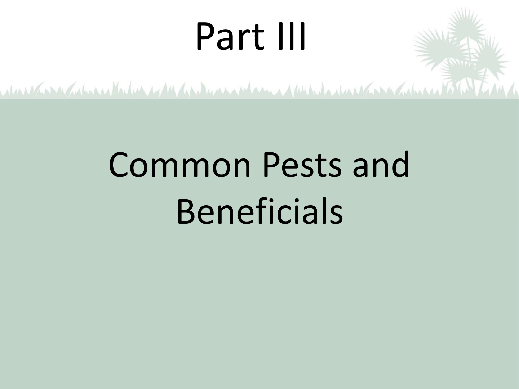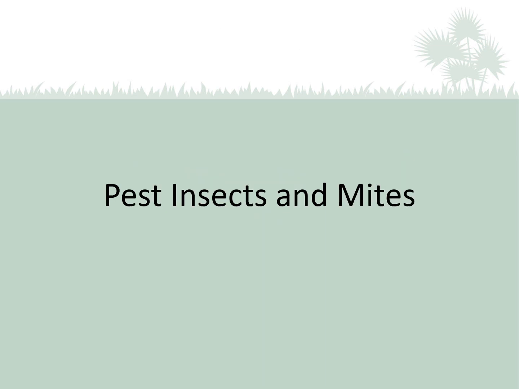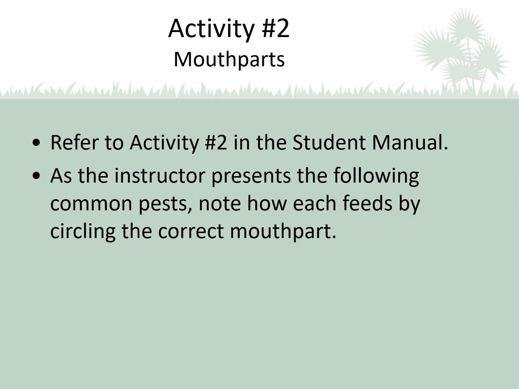Part 3, common pests and beneficials. Here I'll note that the turf insect pests are covered in the turf module. Here we'll be looking at pest insects and mites. So activity 2, mouth parts. Refer to activity number 2 in the student manual. As I present the following common pests, note how each feeds by circling the correct mouth part.